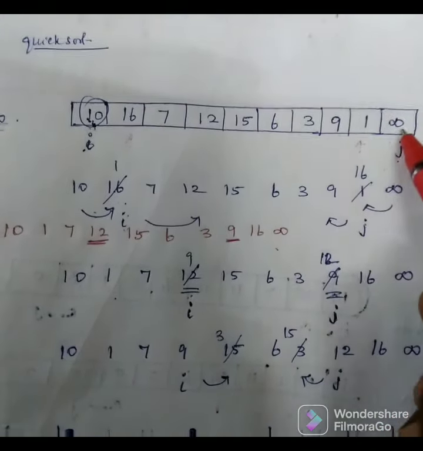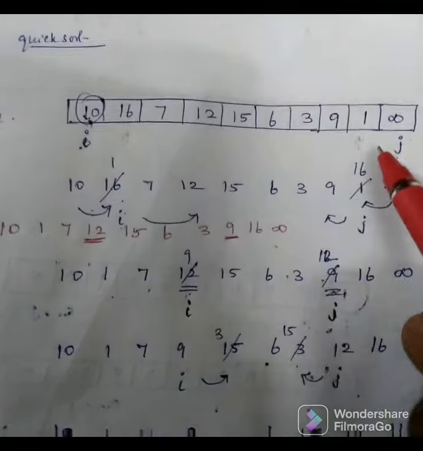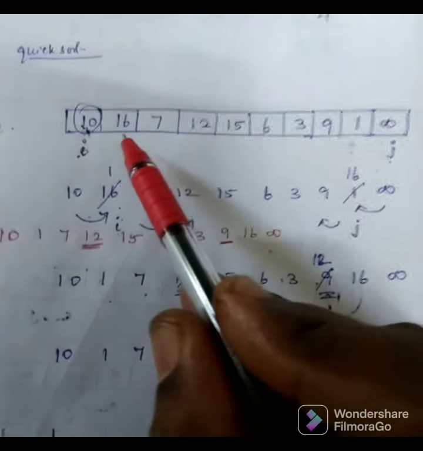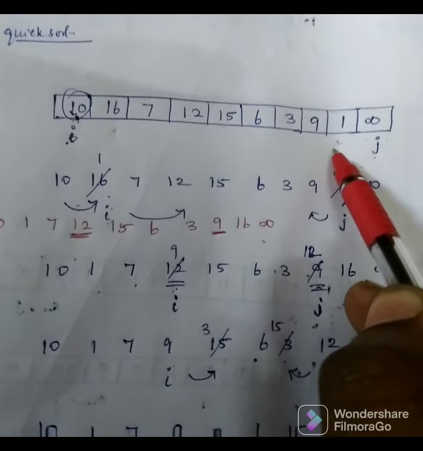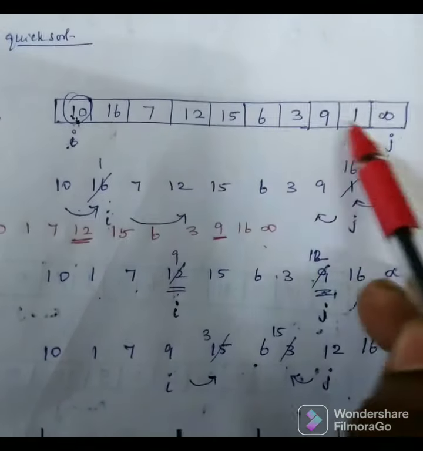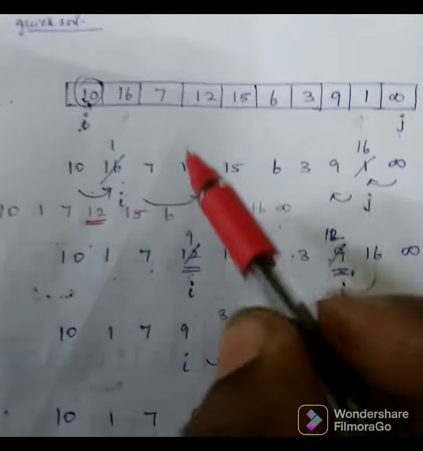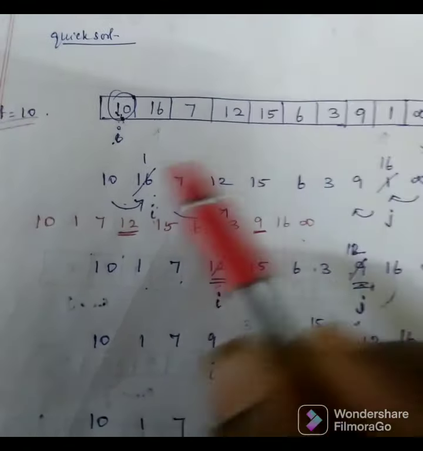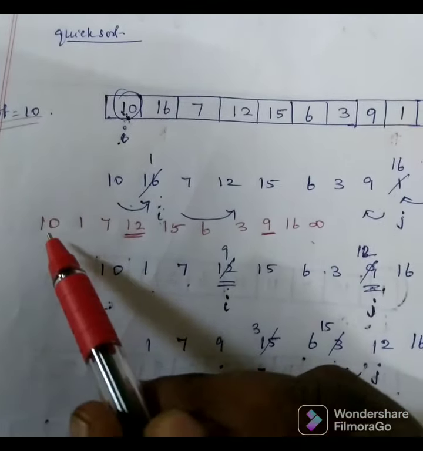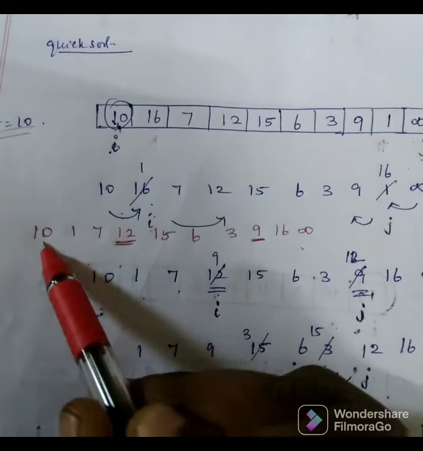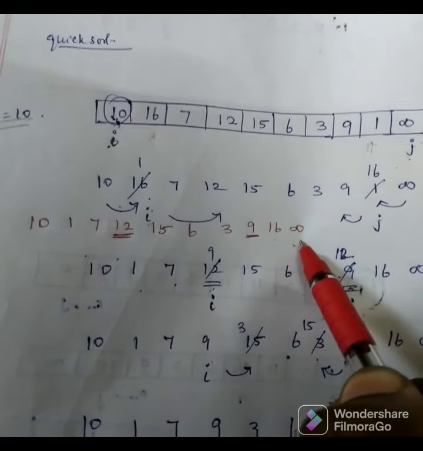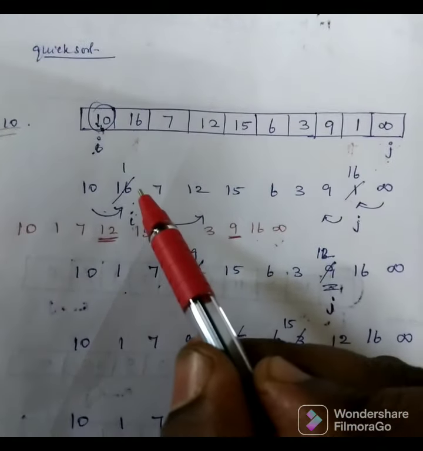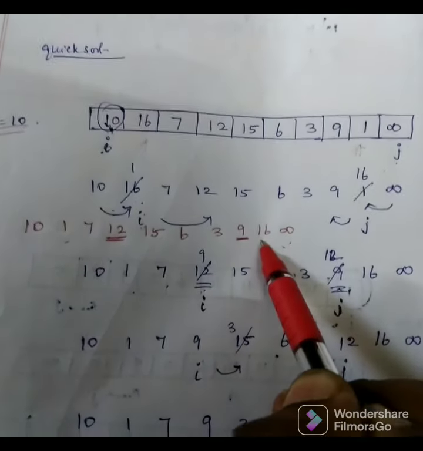j is pointing at a value that is less than 10, so you need to decrement. So i is here, j is here. What you need to do? Exchange those values, 16 and 1. After exchanging, I have written here in red pen: 10, 1, 7, 12, 15, 6, 3, 9, 16, infinity. So 1 and 16, their positions get changed.